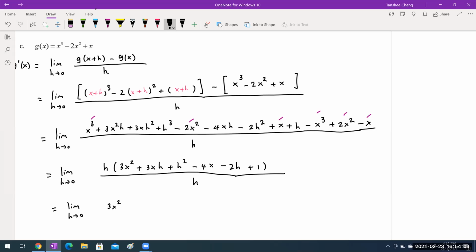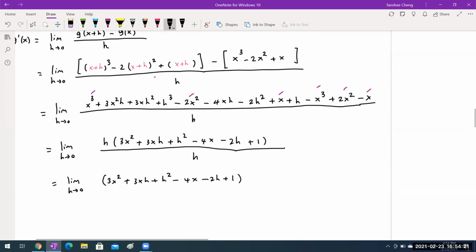3x squared. Now I'm going to try to combine everything that I can, or maybe not. Plus 3xh plus h squared minus 4x minus 2h plus 1. And then when I substitute 0 for all the h, and this term, I have nothing to substitute, that will be x squared, and plus 3x times 0 plus 0 squared plus minus 4x, minus 4x minus 2 times 0 plus 1.